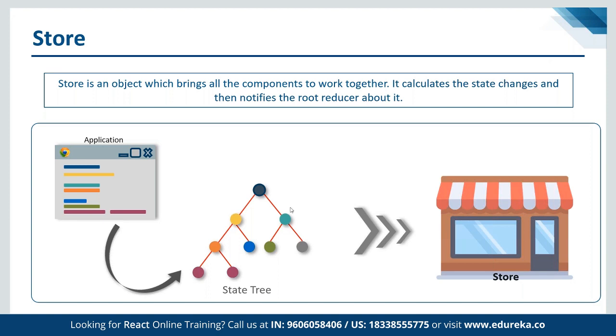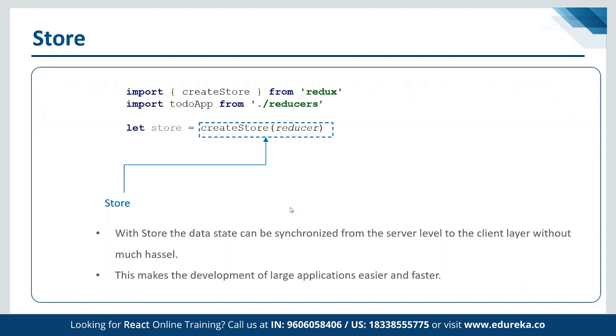So here, for example, we can take the example for these imports, where we can create a store from Redux, where we can import todoApp from the reducers that we are going to create. And then we are going to use the store component as a part of store. So with the store, the data can be synchronized from the server level to the client layer without much difficulty. And this makes the entire development of large applications much easier and much faster as well.